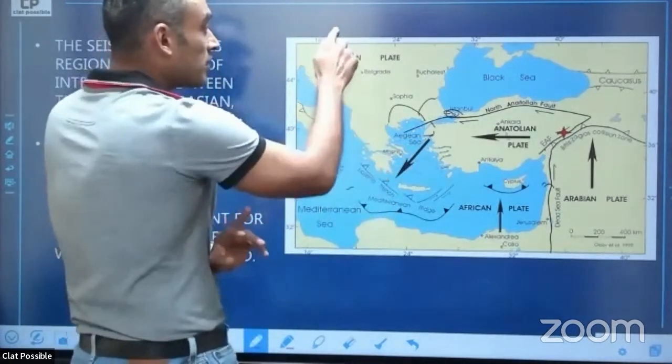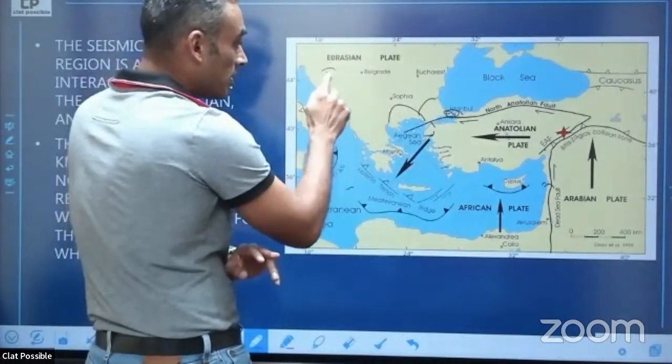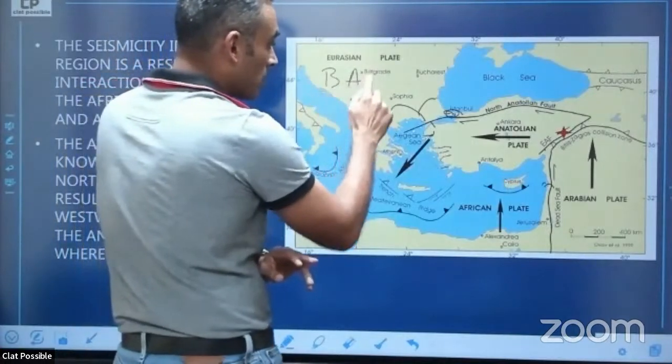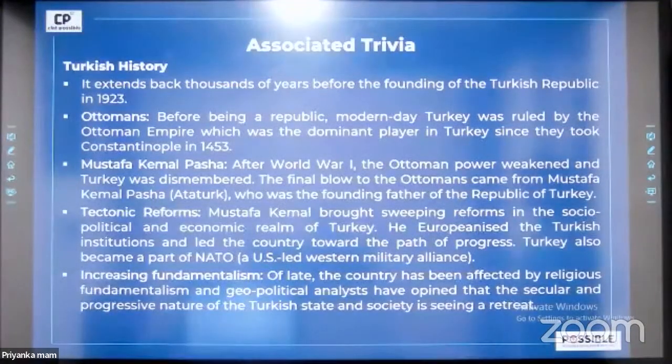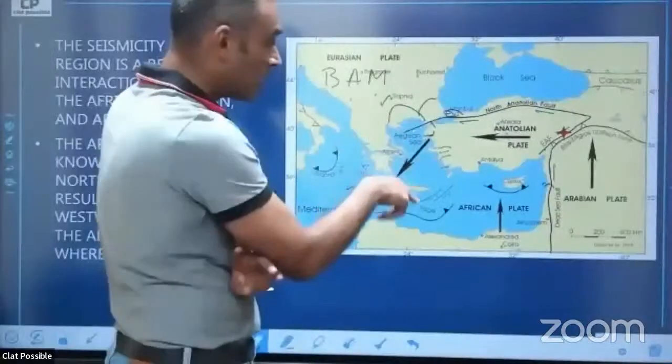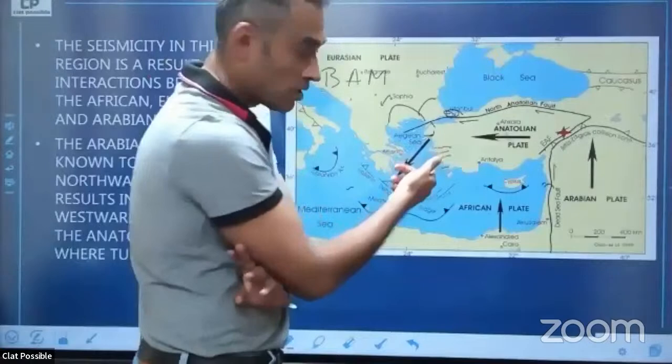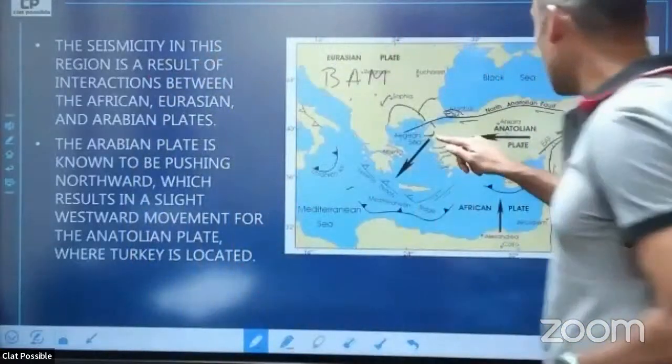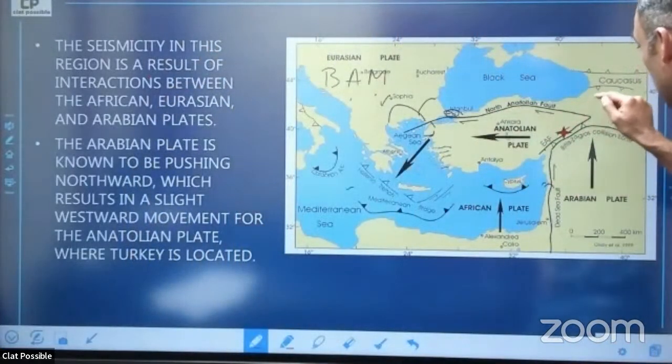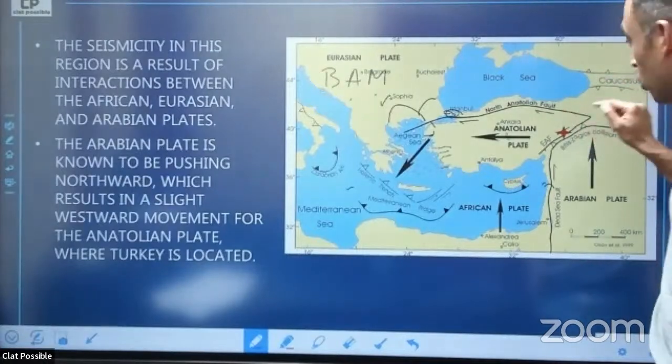So the way to remember this is BAM, B-A-M. Okay, Black Sea, Aegean Sea, and the Mediterranean Sea. So this is that bit. Okay, so now this is one fault line. And if you see here, you can check the map yourself.